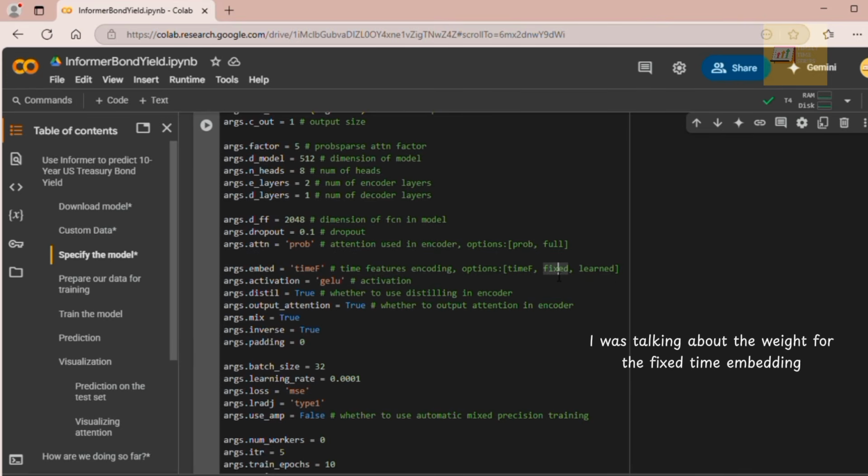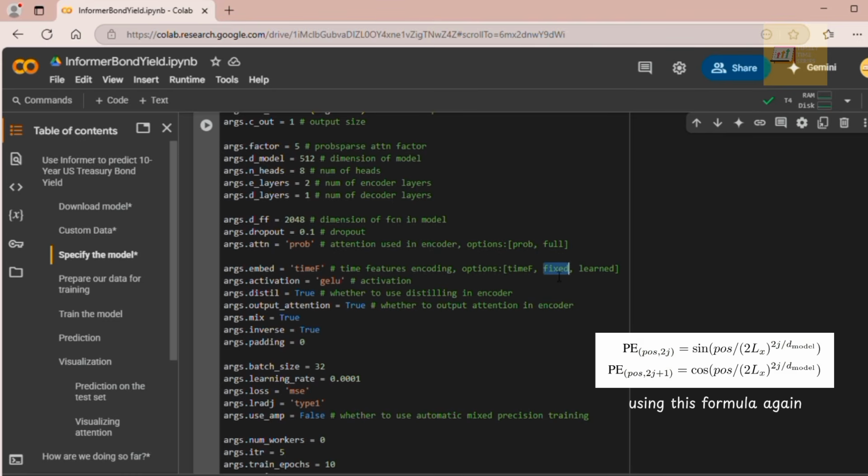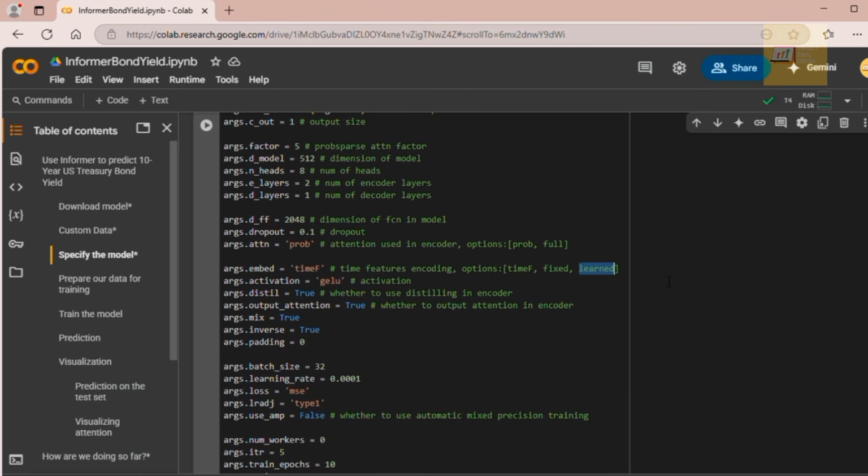The weight for the embedding lookup table is fixed based on the position of the timestamps. And then for the learned encoding, the embedding weight is learned automatically. Now, in our case, it's impossible to try the fixed and learned encoding, since to be able to apply these, our frequency of the dataset needs to be at least hourly. So any frequency lower than hourly, like daily, monthly, yearly, is not suitable for fixed and learned. Okay, so in our case, we have only one option, that is timeF.